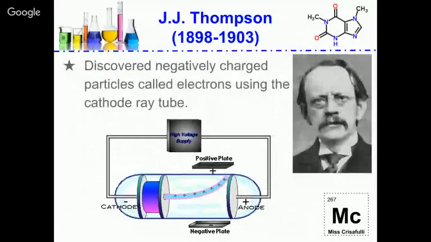J.J. Thomson's the next one. This one you should know very well. You should be able to recall what his model of the atom looks like, but we're going to go over it. He discovered negatively charged particles called electrons using the cathode ray tube.